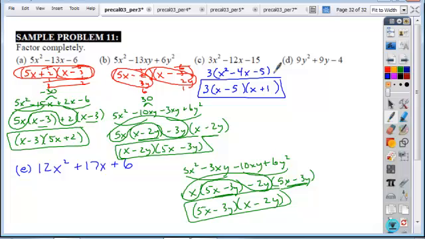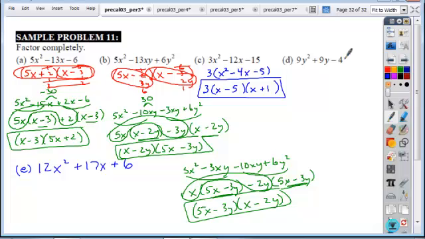All right, for D, okay, what do you notice about the first and last terms on D? Are they both perfect squares? 9y squared is the quantity, 3y squared. What about the last term? The 4 is a perfect square, but what about the fact that it's a negative 4? So that's not a perfect square. So it doesn't fit the perfect square trinomial form here.